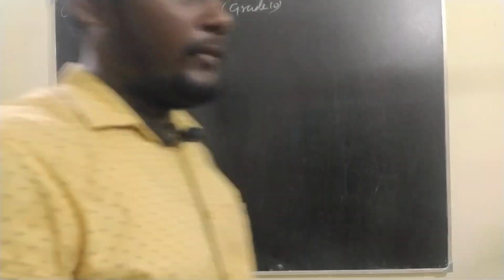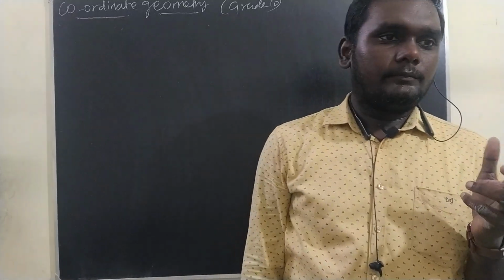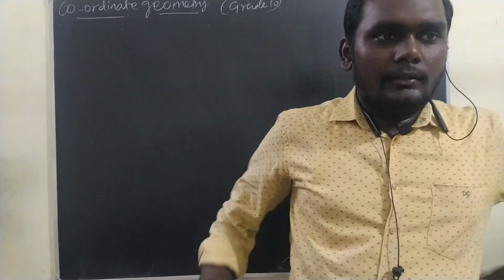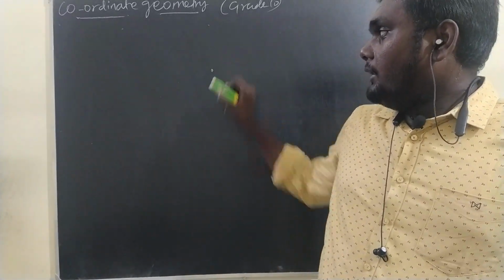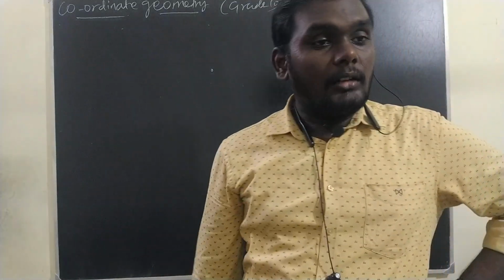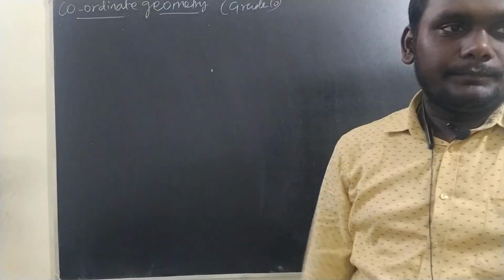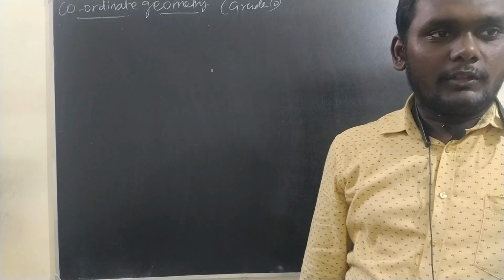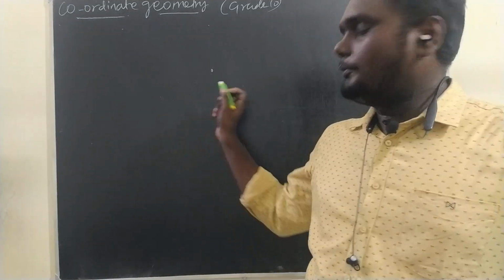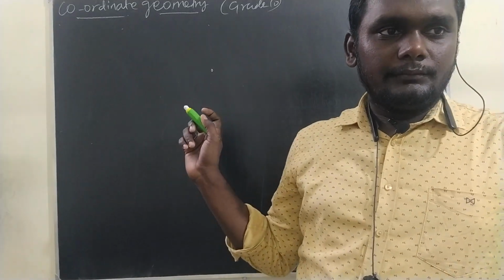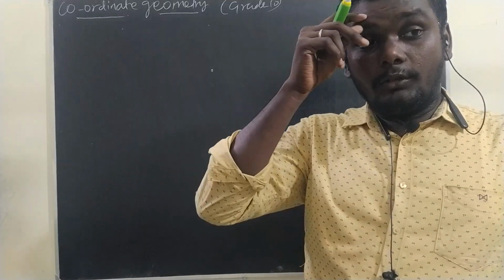Coordinate geometry, which means we are going to see the coordinates. Do you know what coordinates are? We plot a point here and we call it a mark of a position. Point is what? Mark of a position. How do we position this point first? How do we locate this on the board?